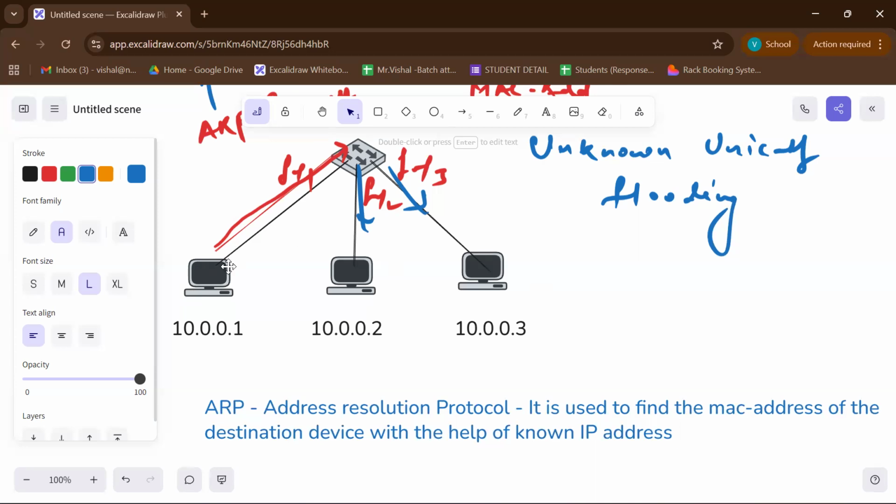Now, it means that for the first time, if they are going to communicate, what will happen? Broadcasting will happen. Now, for the second time, if PC1 and PC3 again want to communicate, what will happen?